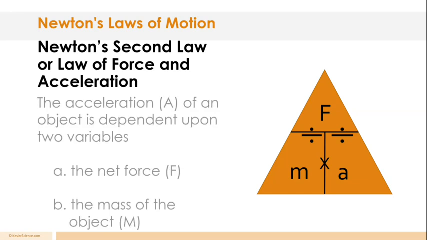Newton's second law, also known as the law of force and acceleration, tells us that acceleration of an object depends on two things: net force and the mass of an object. Net force is up here, mass is here, acceleration is here. So what this triangle means is that if we're figuring out force, we multiply mass times acceleration. If we're trying to figure out acceleration, we take force and divide it by mass.